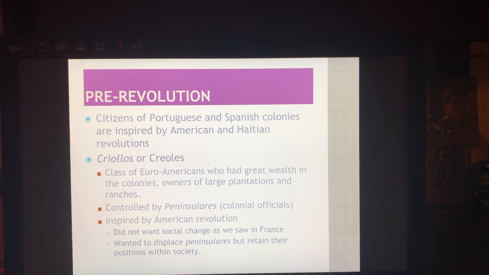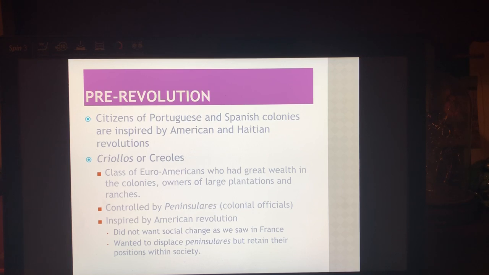The main people who are the driving force for the revolutions are the Creoles. And we remember the Peninsulares are at the top. They're the people who get the most positions. They're the people who are born in Europe. The Creoles are Americans who are of European descent, who are born here, but they don't get the best positions. They own large plantations and ranches.